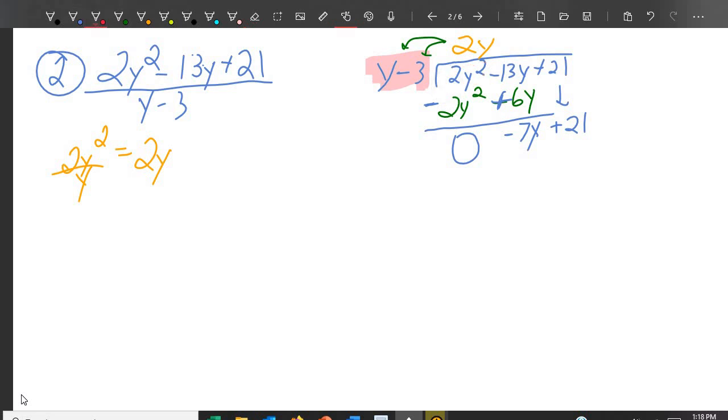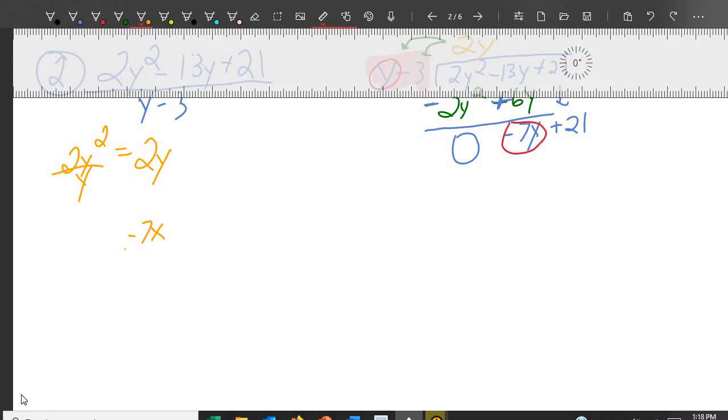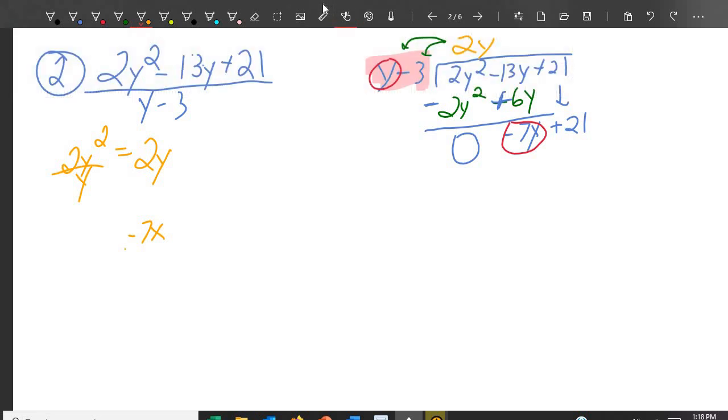I'm going to take the negative 7y and divide it by y. The y's cross out, and we're left with a negative 7. Negative 7 goes up top.